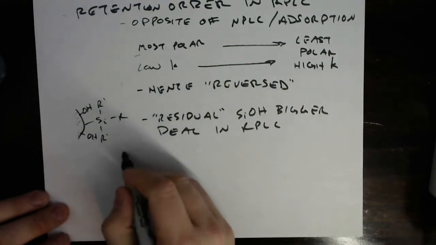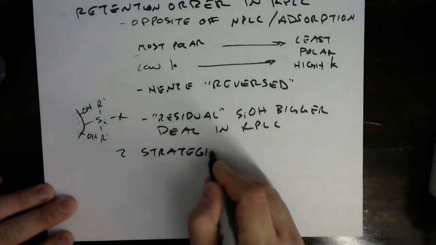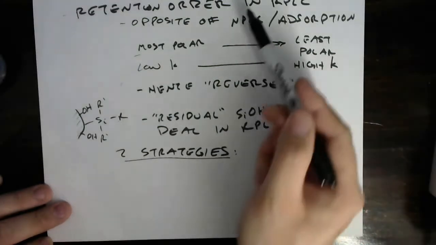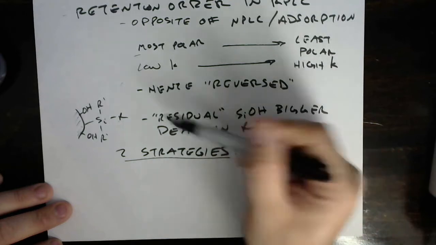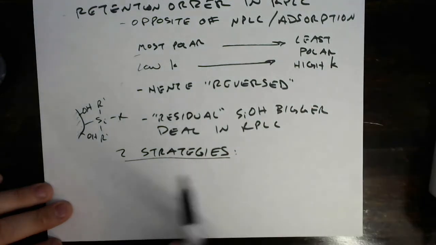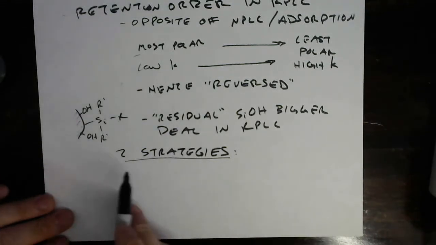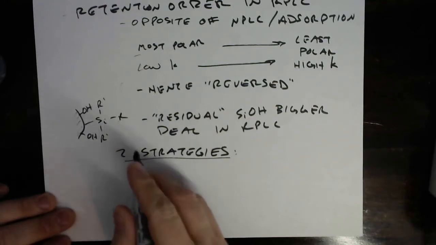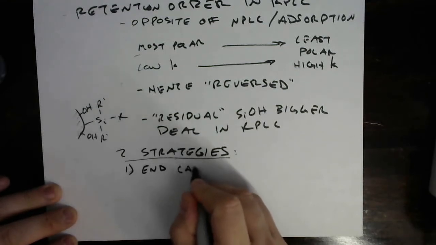So there's two strategies, and I want to be clear that these two strategies are not really unique to reverse phase. I mean, people absolutely do this when they're designing normal phase columns, but because residual silanols are a bigger deal here, we're going to talk about them in the context of reverse phase. Two strategies for handling these, making sure they're not a problem. So the first strategy is called end capping.